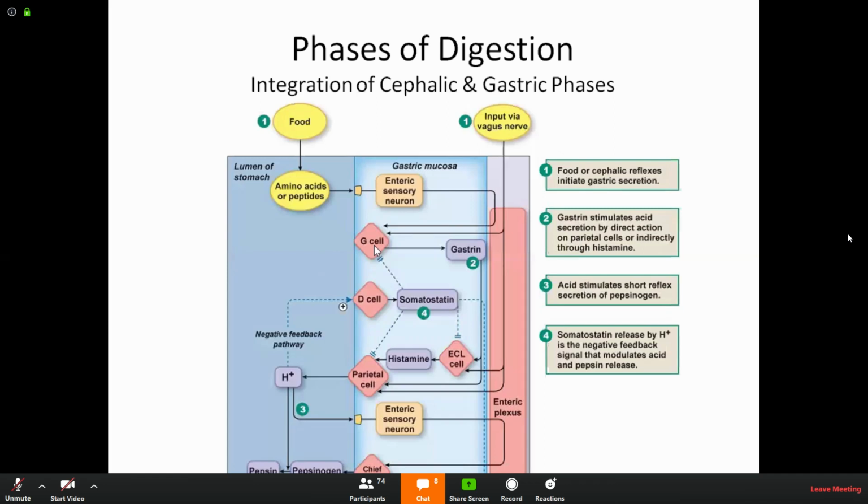Among the three, G cell, ECL cell, and parietal cell, the potency of secretion of hydrochloric acid is mostly from the ECL cell that secretes histamine. Histamine has more potent action. You have to remember this, right? Histamine has more potent action in secretion of hydrochloric acid from the parietal cells. Histamine alone can cause more secretion of gastric juice.